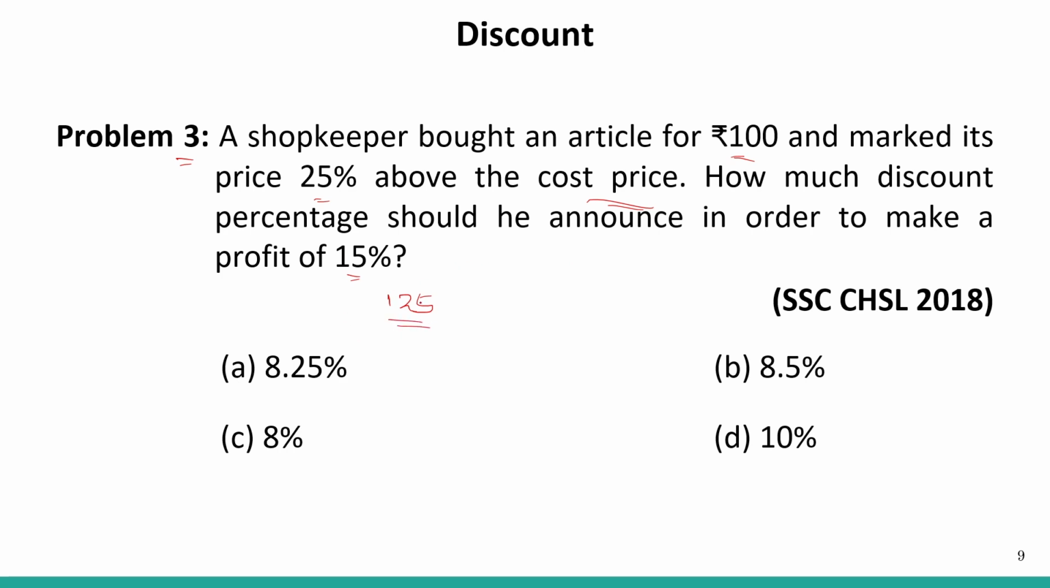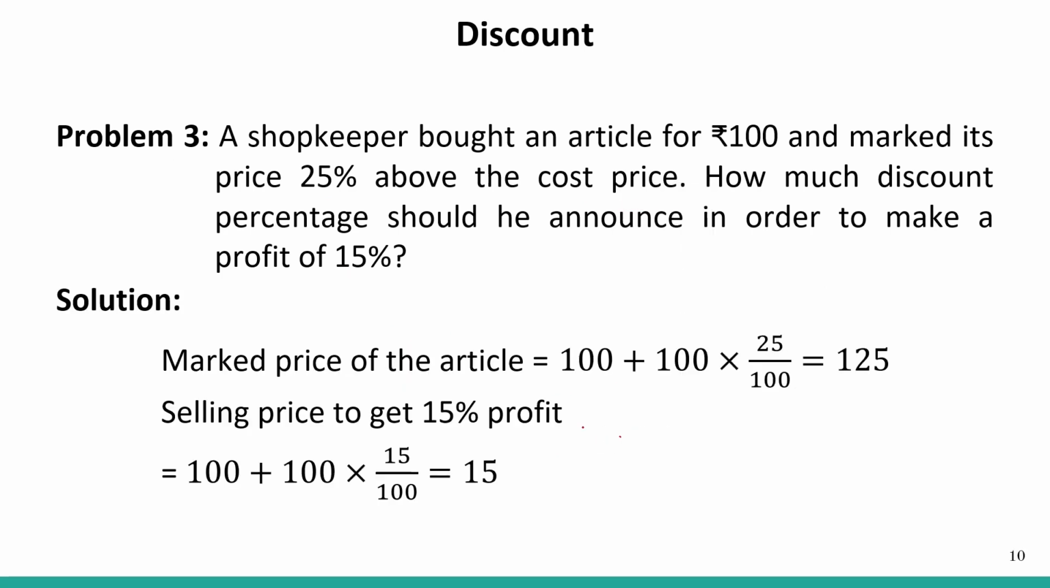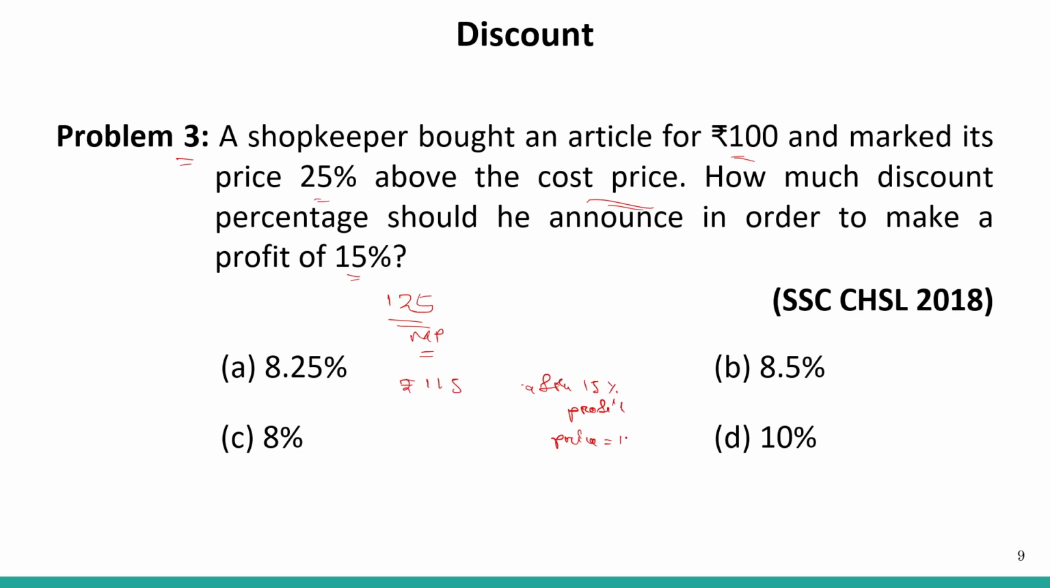Okay, so this is the new MP, that is mark price, right? So he wants to get how much? 115 rupees, right? This much amount, because after 15% profit, price is equal to what? Price is equal to 100 plus 0.15 into 100, right? So this question has appeared in the SSC CHSL 2018 paper.